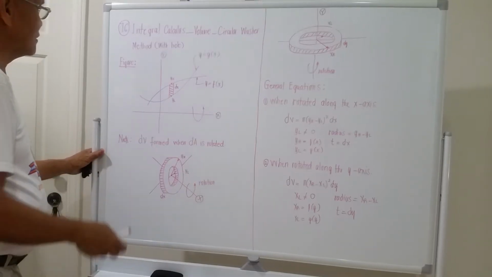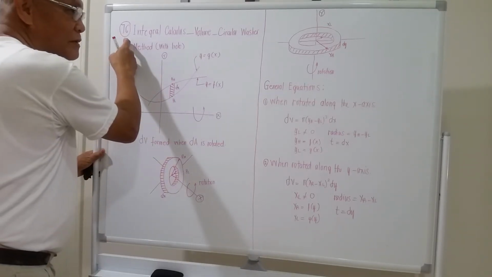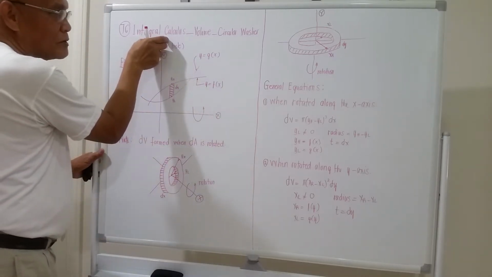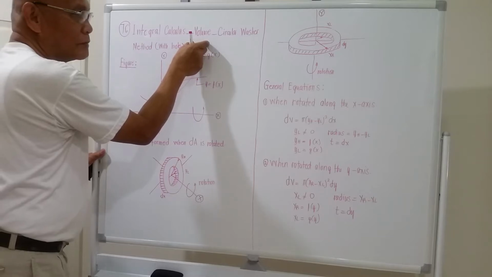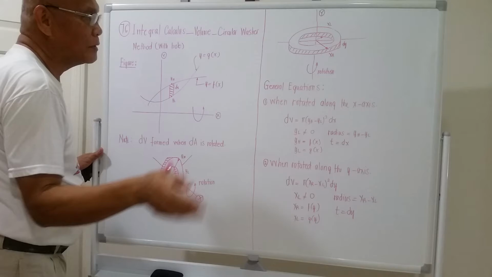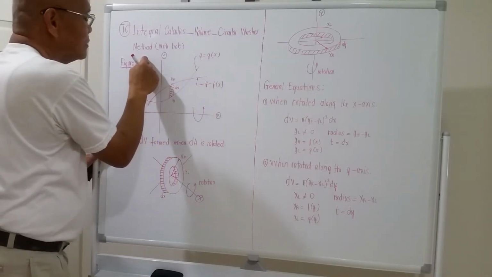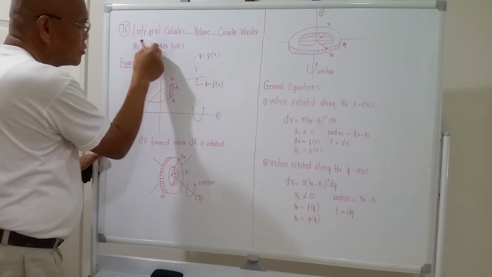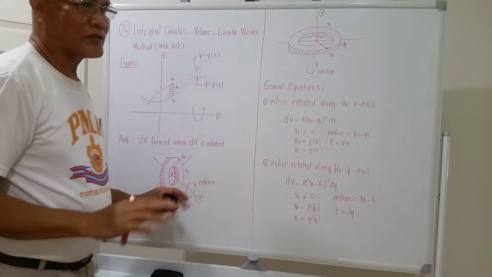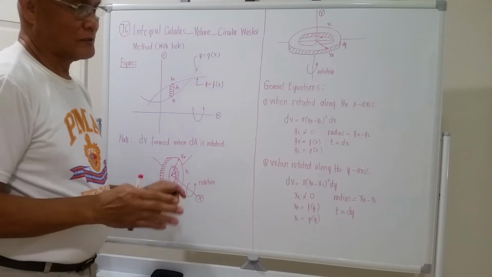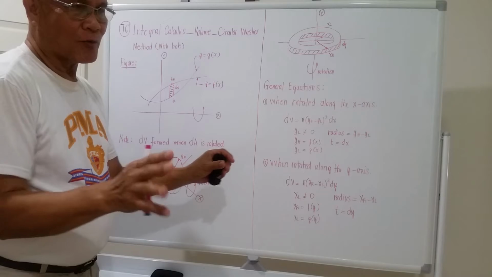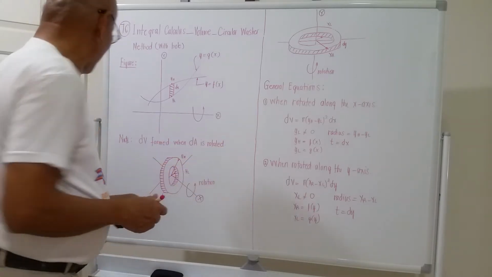My topic now is lesson number 76. It is on my channel under the topic Integral Calculus, under volume, and under method number 3 on how to compute volume, the circular washer method, with a hole. Circular washer, it's just like the washer for bolts and nuts. Okay.